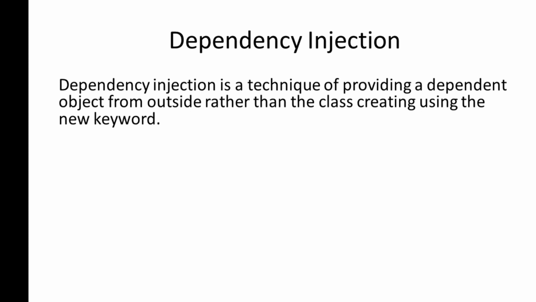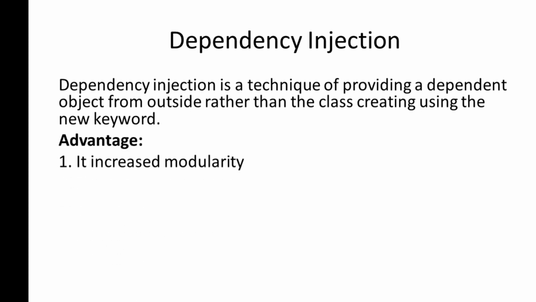So, what are the advantages of using this? The first one is it increases the modularity. The next one is it improves testability. Let's say I am providing a dependent object from outside, so we'll have more control over that object. Whenever we write a unit test for that block of code, we can provide a mock object as well for testing purposes.